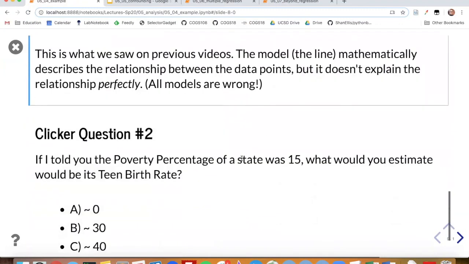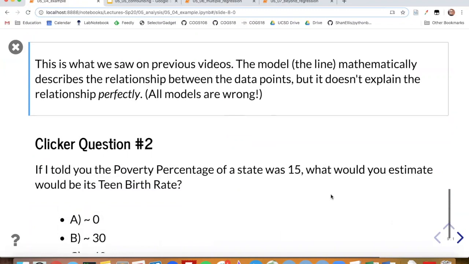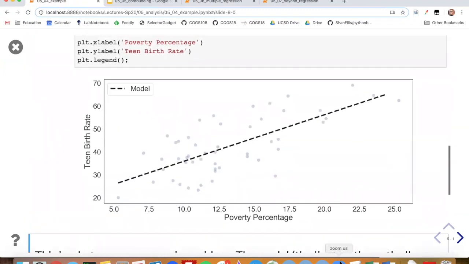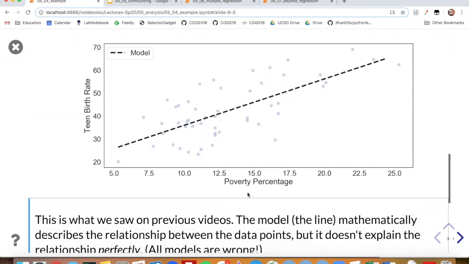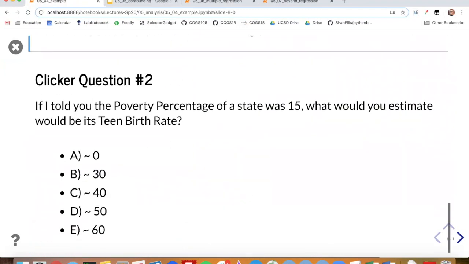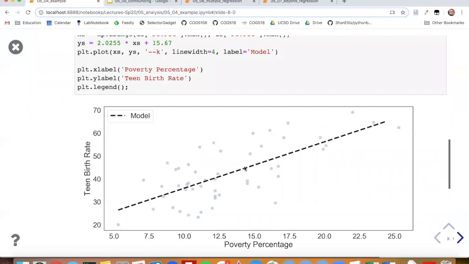And now the question is, if I told you the poverty percentage of a state was 15, what would you estimate would be its teen birth rate? So for those of you figuring it out, the way you determine this is you go to your plot here, and then you go up to the model and say, okay, what would the outcome be here? Maybe it's about 45, right? That's doing the eyeball estimate. You can also plug this into your equation and calculate exactly what your estimate would be. Now, you can't tell me that it will certainly be that teen birth rate, right? There's some uncertainty around this line, but you can tell me what your best estimate would be.